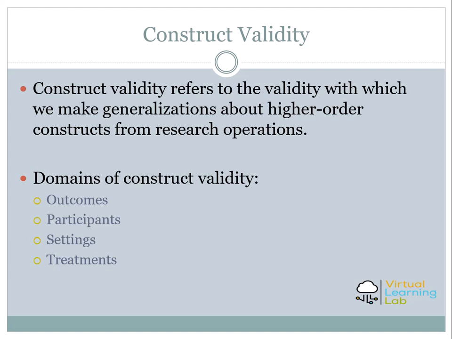Construct validity of participants is the extent that your definition of participants represents the construct. So, for example, your intervention may be for students that have ADHD, but there could be problems in the way you classify the students as having ADHD, and the students you have in your sample may not be valid as representing those students that have ADHD.